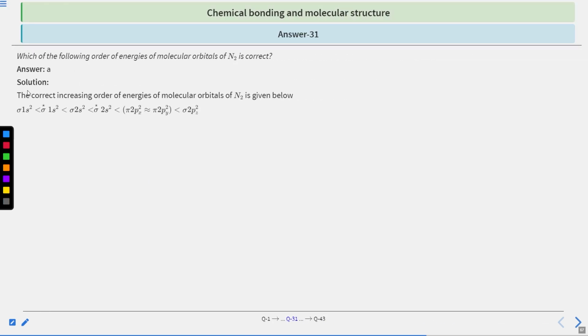Okay, so the correct answer will be option A. And the correct increasing order of energies of molecular orbitals of N2 is given below. That is, the most is sigma 2pz square, then equivalent pi 2px square and pi 2py square, then sigma star 2s2, then sigma 2s2, then sigma star 1s2, and the least is sigma 1s2. So this is the correct order of energies of molecular orbitals of N2, right? Okay, thank you.